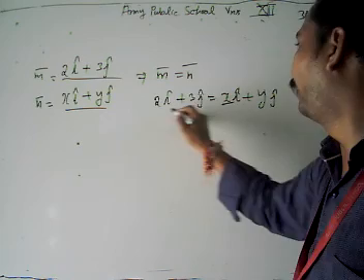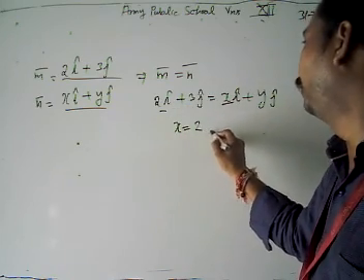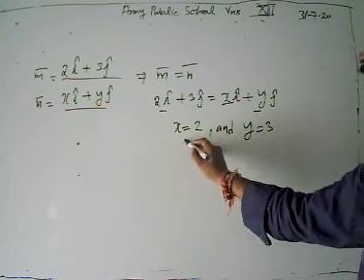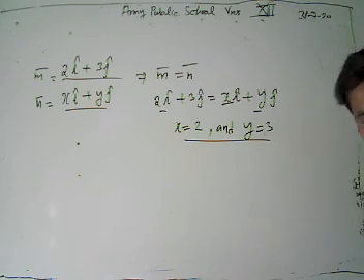Then the value of x is what? It is 2, and the value of y is what? 3. The value of y is 3.